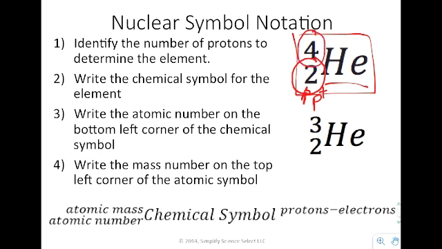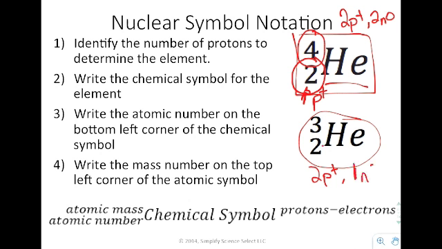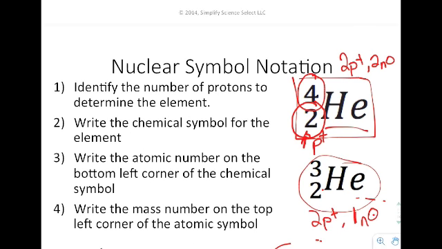If I look at this top helium, it says it has two protons and two neutrons. When I look at this version of helium, it still has those same two protons, but instead of having two neutrons, it only has one neutron. So you have to get some practice reading and going back and forth between nuclear symbol notation and the number of subatomic particles. This is what you have as far as going back and forth between them: the atomic number and the atomic mass. In the next presentation we'll talk about the idea of protons and electrons.